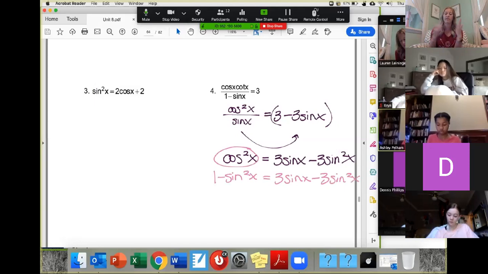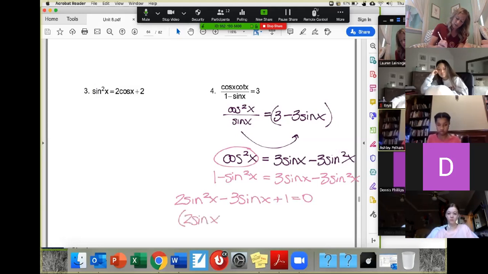So I would move everything to the left and factor it as a trinomial. If I add the 3 sine squared to the negative sine squared, it gives me 2 sine squared. I would subtract the 3 sine x, and then I would keep the plus 1. And then I would just factor the trinomial as normal. 2 sine x and sine x. Factors of 1 when it's positive and the 3 is negative have to be -1 and -1.